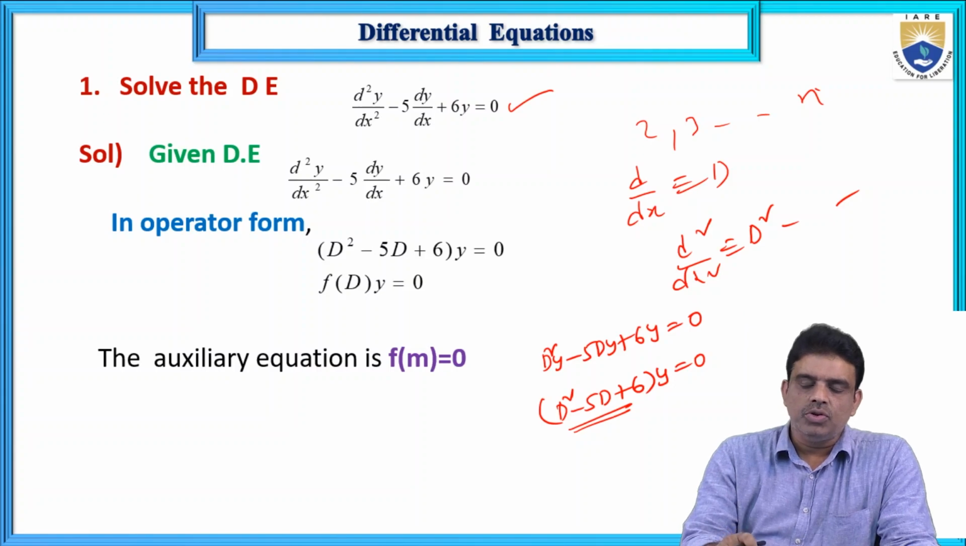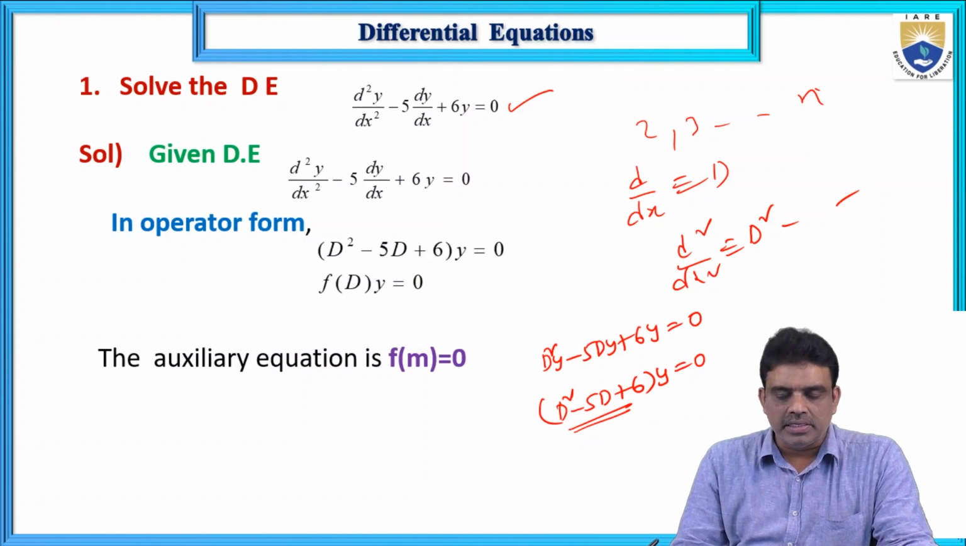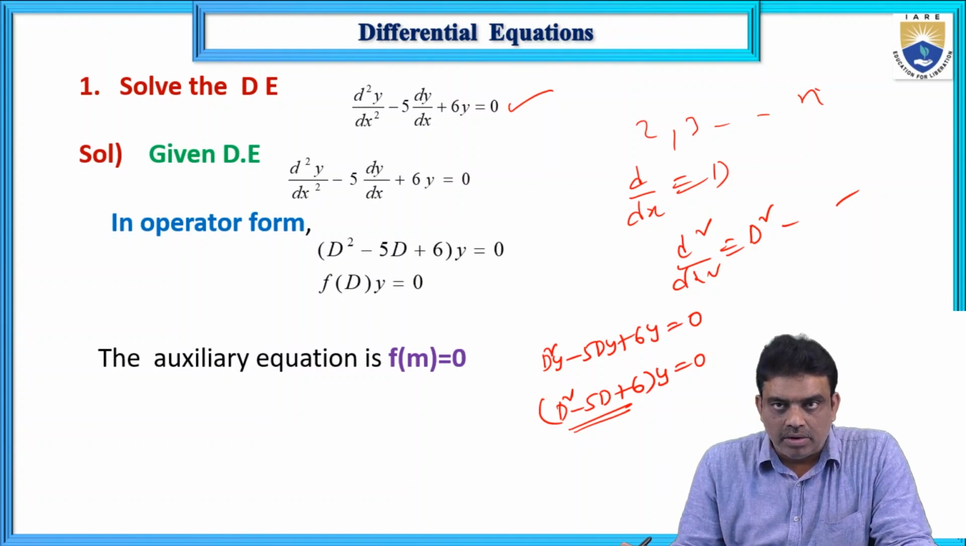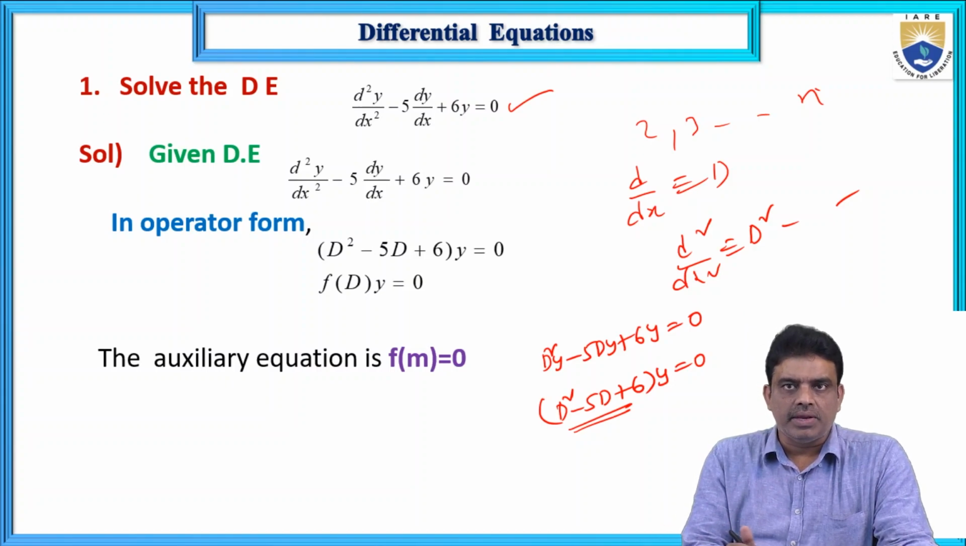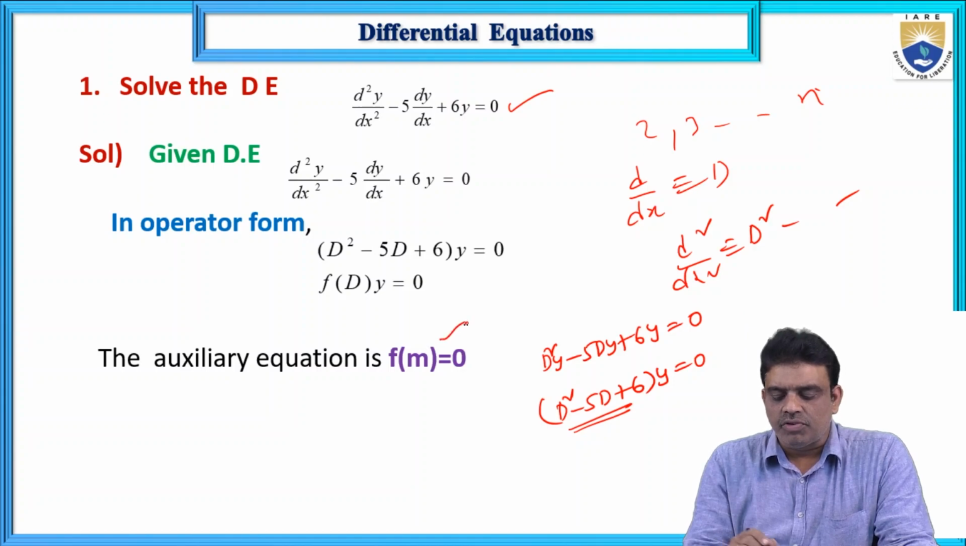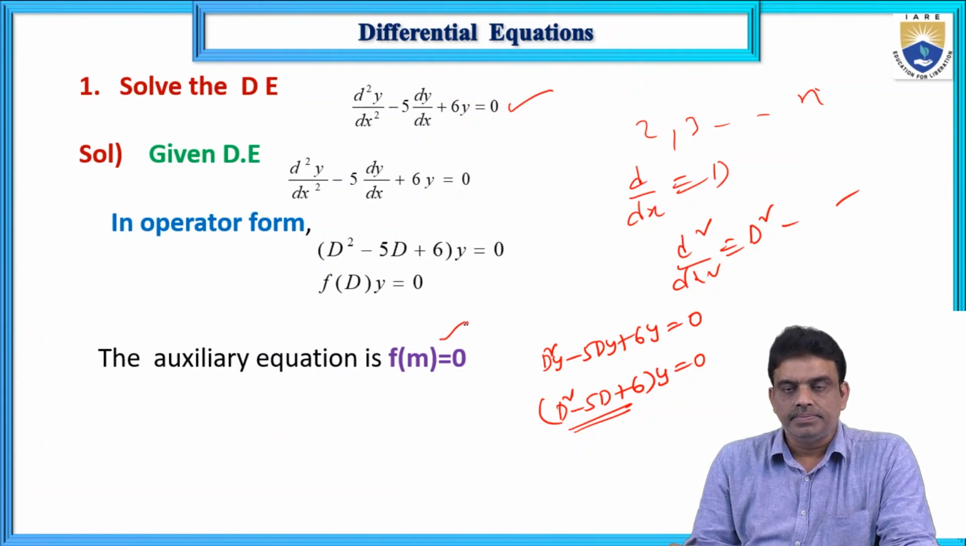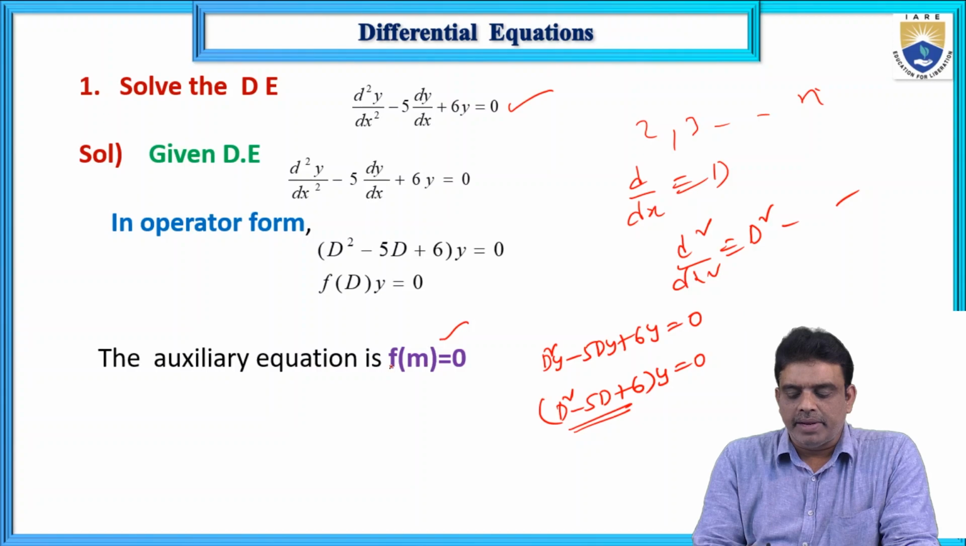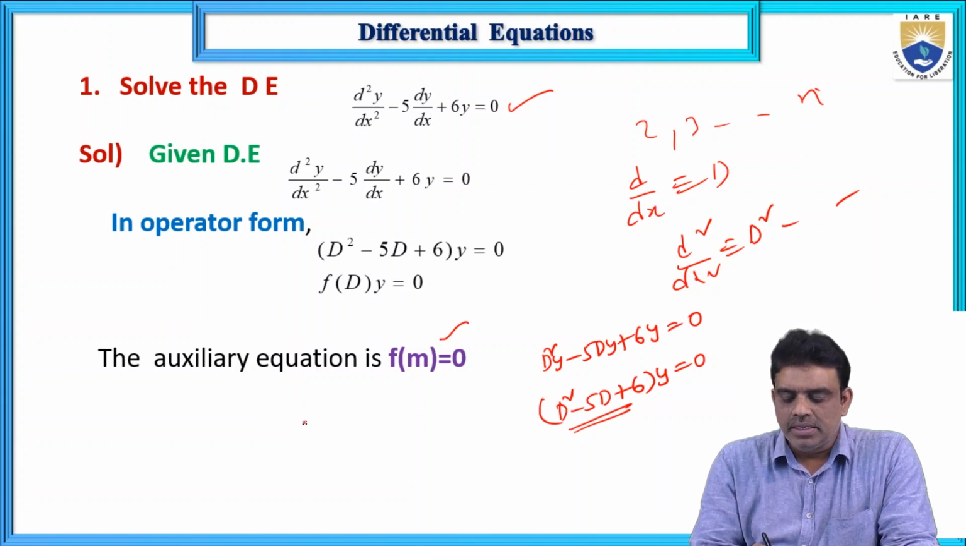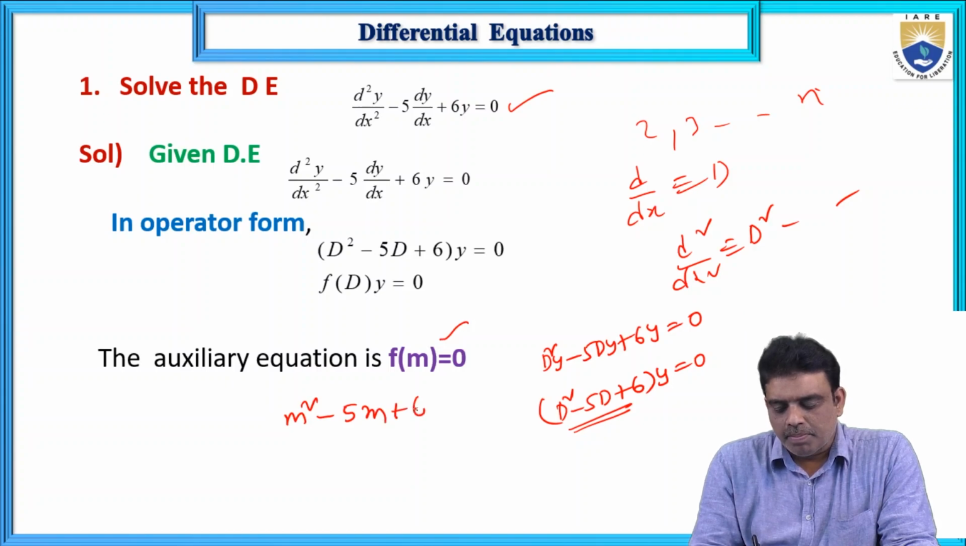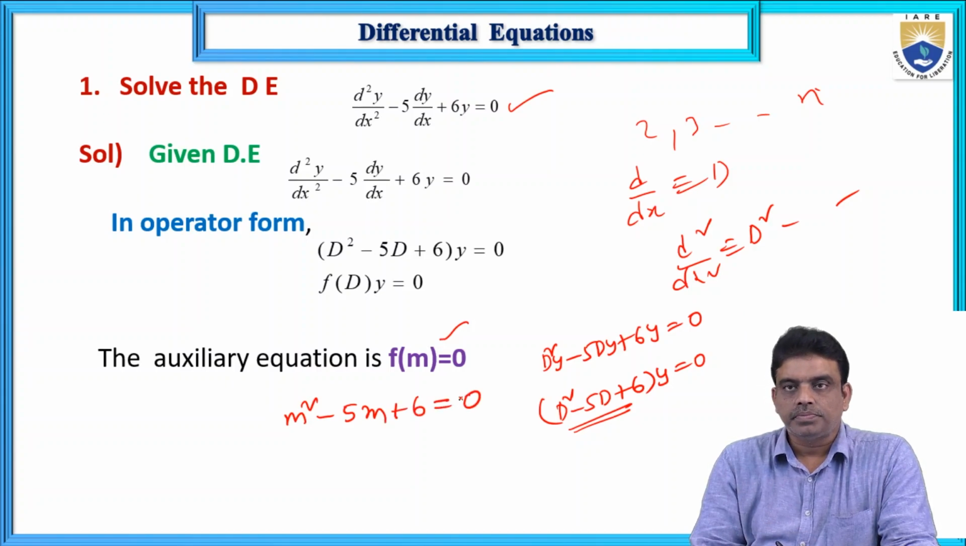Now to find the solution of this differential equation, we need to find the roots of the auxiliary equation. So what is the auxiliary equation? F of m is equal to 0 is the auxiliary equation. F of m is obtained by replacing d by m in f of d. So the equation will be m square minus 5m plus 6 is equal to 0.